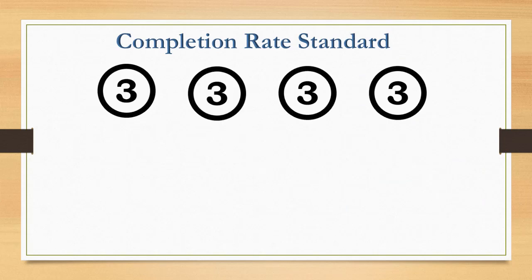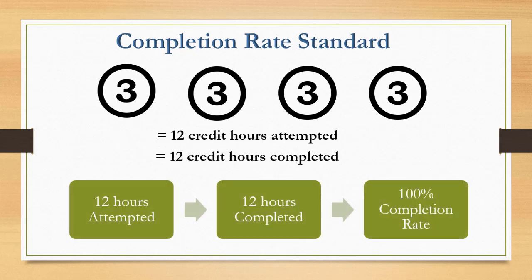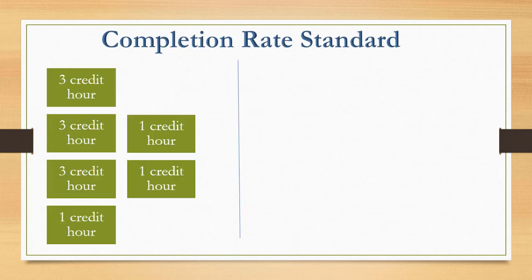A student was registered for 12 credit hours. At the end of the semester, the student completes all 12 credit hours. 12 credit hours attempted and 12 credit hours completed means the student has a 100% completion rate. That's an easy one. Let's look at another example.